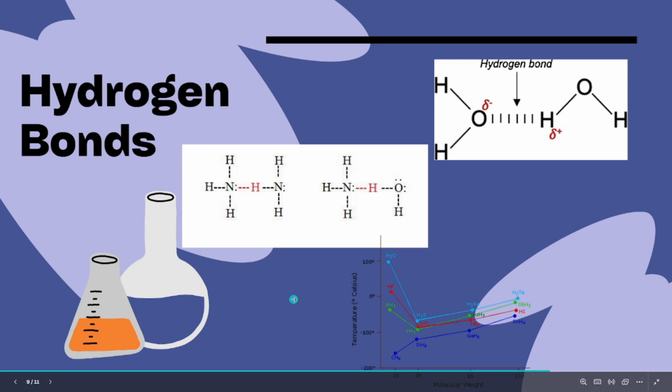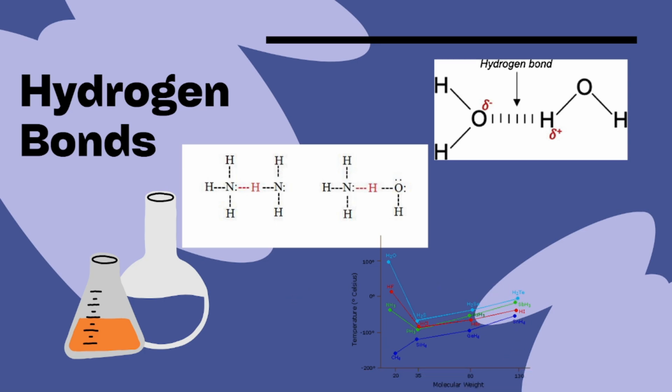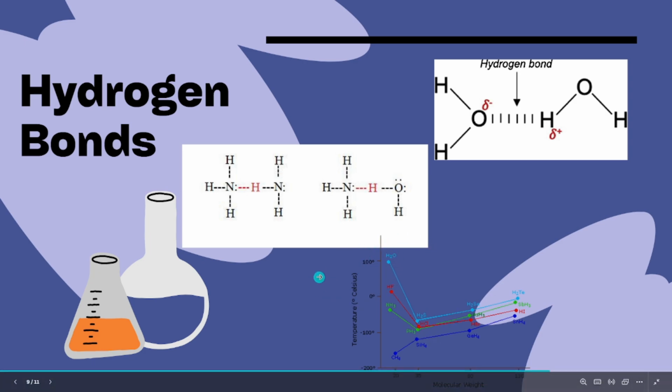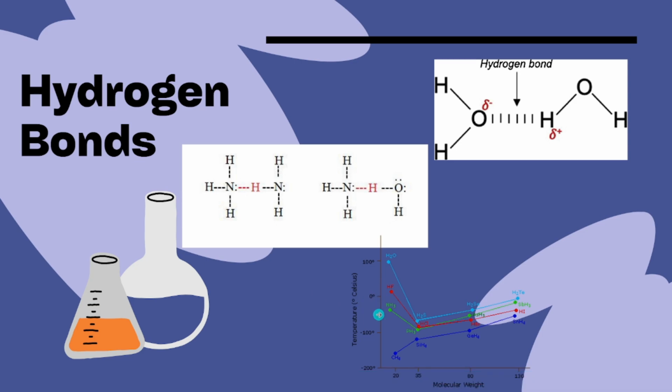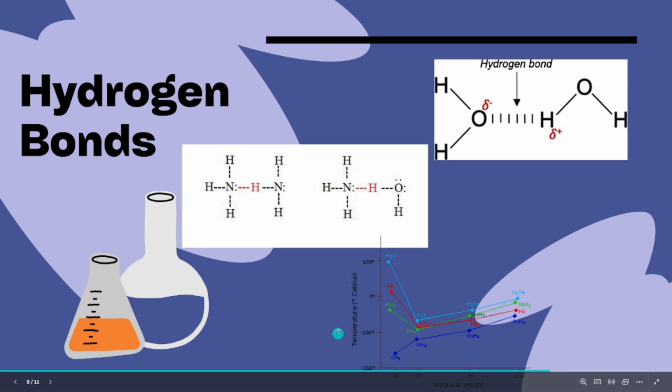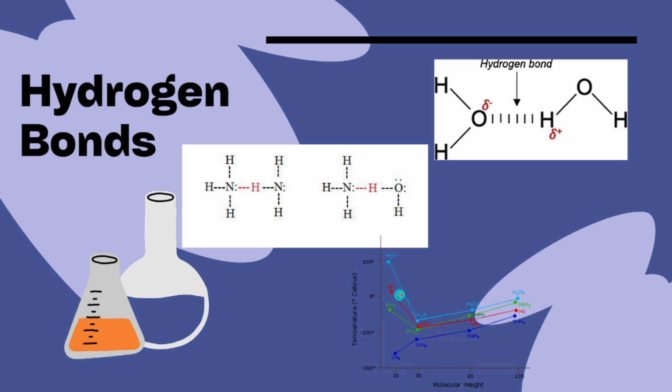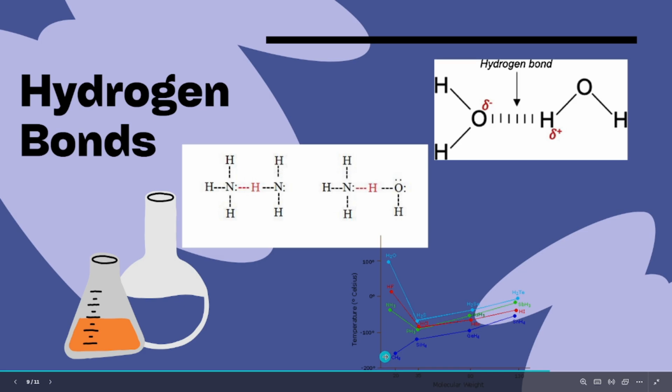It is showing the boiling points of different substances. So we've got some of these substances over here, such as water, hydrofluoric acid, ammonia, and methane. As you can see, the ammonia, the hydrofluoric acid, and water all have relatively higher boiling points than some of these other things, such as methane, since methane cannot hydrogen bond.